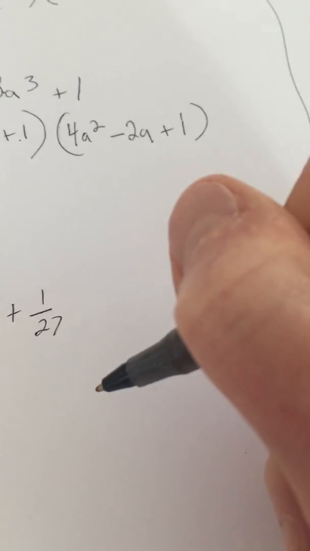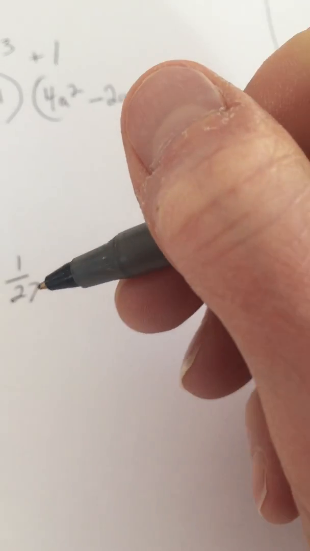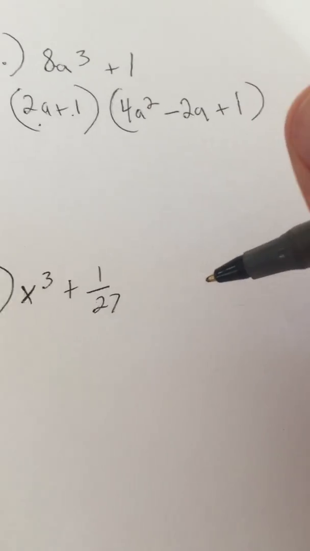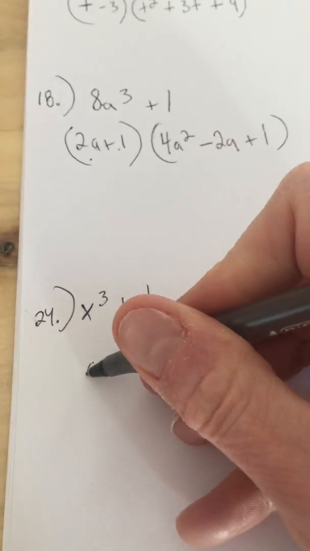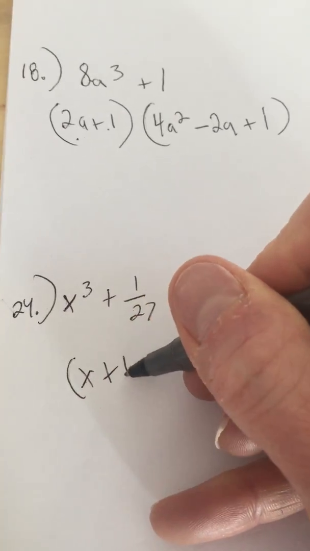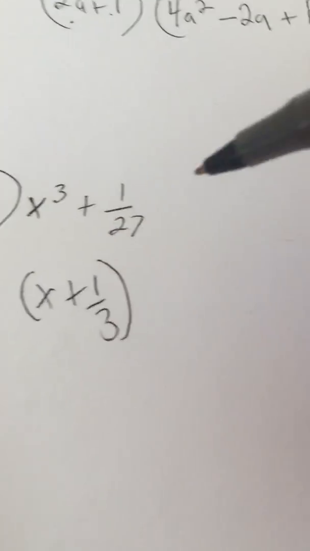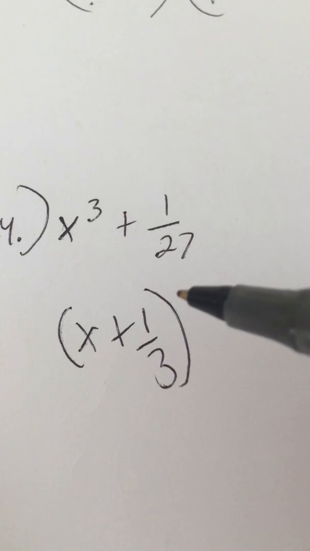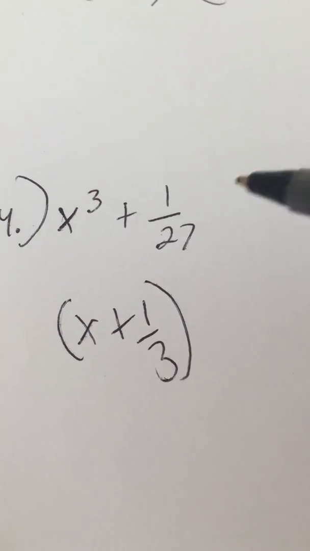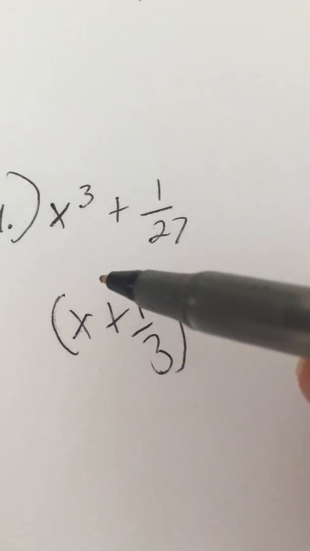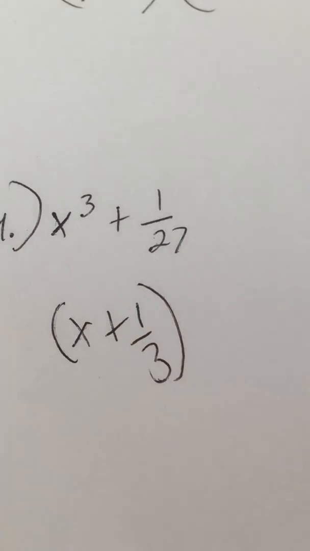24 is a little bit funny. Again, it's the sum of cubes, so same, opposite, always positive. So you're going to have x plus 1/3, because 1/3 cubed would be 1/27th, and x cubed would be x to the 3rd up there.